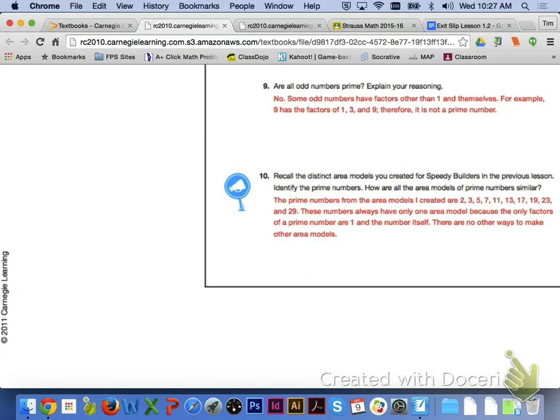For number 10, you had to go back and take a look at your Speedy Builders problem from the previous lesson, and the prime numbers from the area models that you created were 2, 3, 5, 7, 11, 13, 17, 19, 23, and 29. These numbers, if you noticed, are always going to have only one area model because the only factors of a prime number are the number 1 and the number itself. There are no other ways that you can make other area models for these prime numbers.